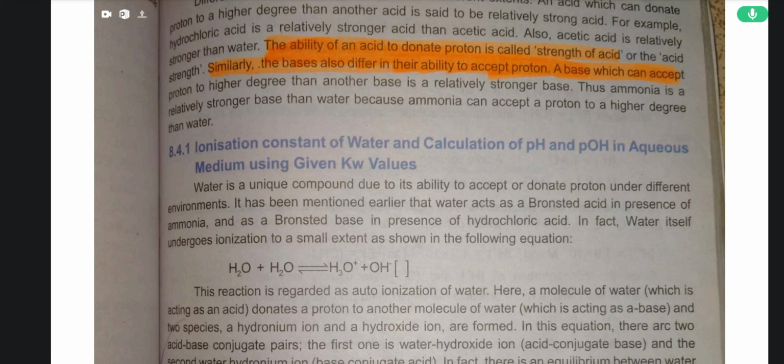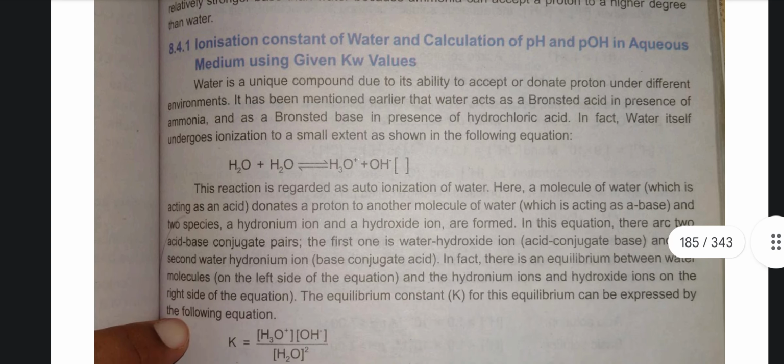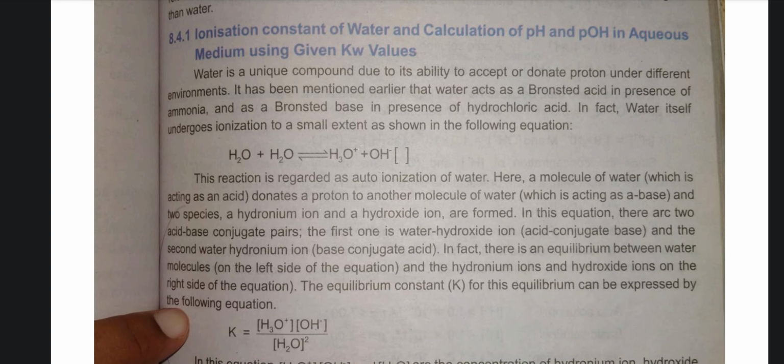Moving on to 8.4.1, ionization constant of water and calculation of pH and pOH in aqueous medium using given Kw values. Water is a unique compound due to its ability to accept or donate a proton under different environments. It has been mentioned earlier that water acts as a Bronsted acid in the presence of ammonia and a Bronsted base in the presence of hydrochloric acid.